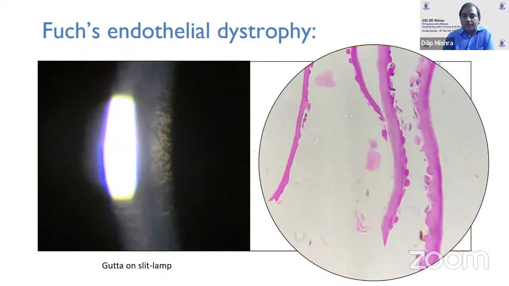The other dystrophy is Fuchs. Just a few words about Fuchs dystrophy. You can see that this is the DMEK lenticule or Descemet membrane stripping. You see that there is guttae formation, and there are no endothelial cells. Why is there guttae formation? These are basement membrane-like deposits, which are secreted by the dying endothelial cells. So there is guttae formation in the Descemet membrane.